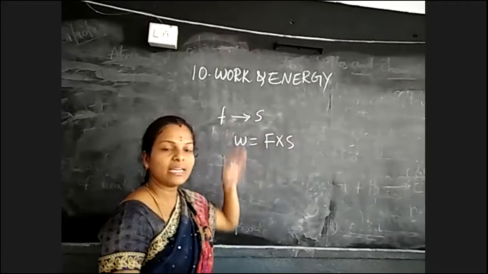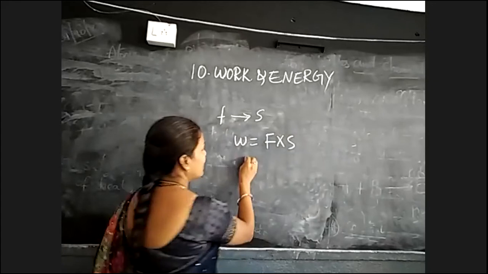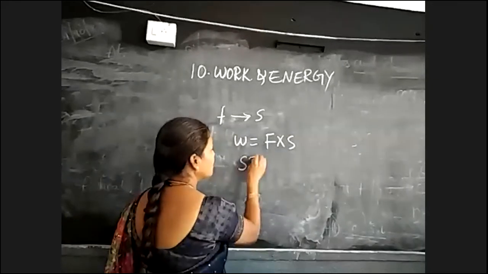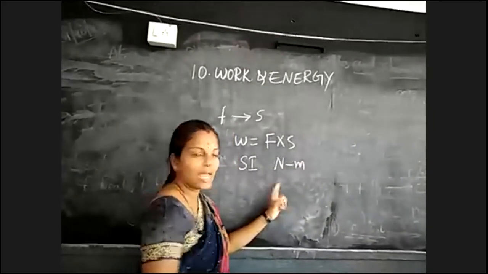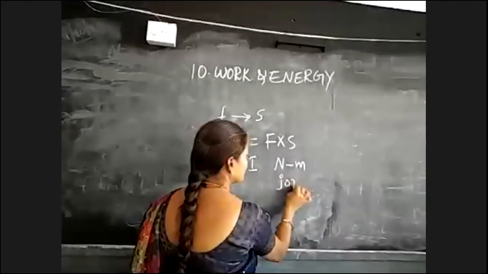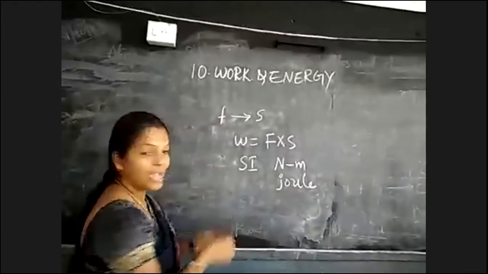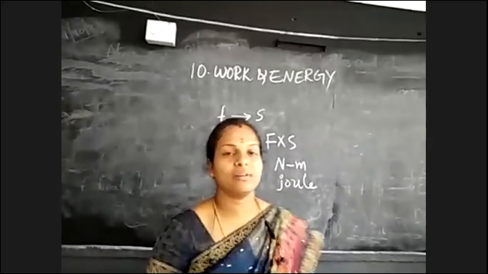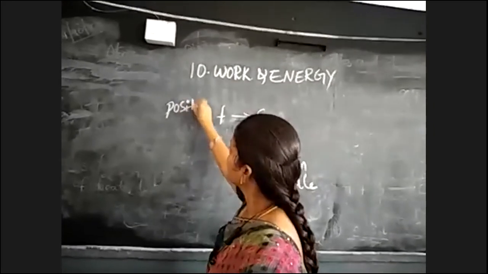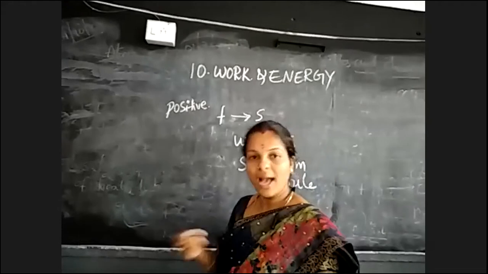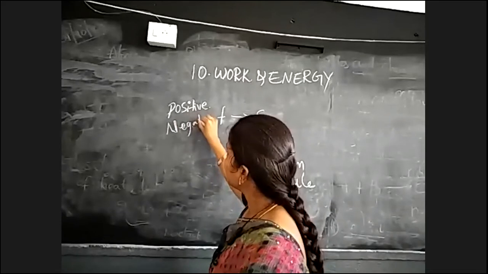This we have studied in our earlier class. And the SI unit of work is Newton meter, or we can also write it as joule. In this, we have also seen two types of work, that is positive work and negative work.